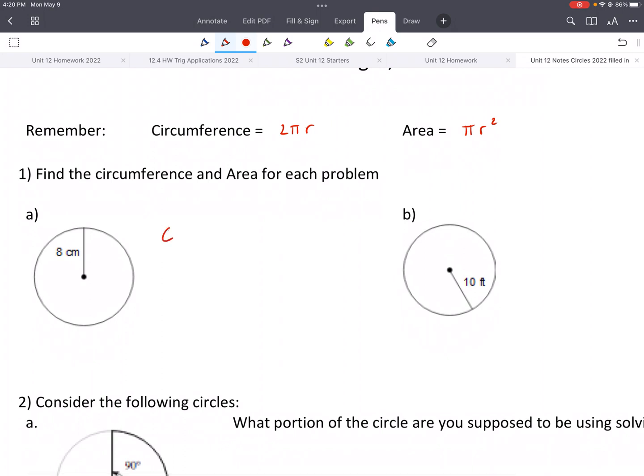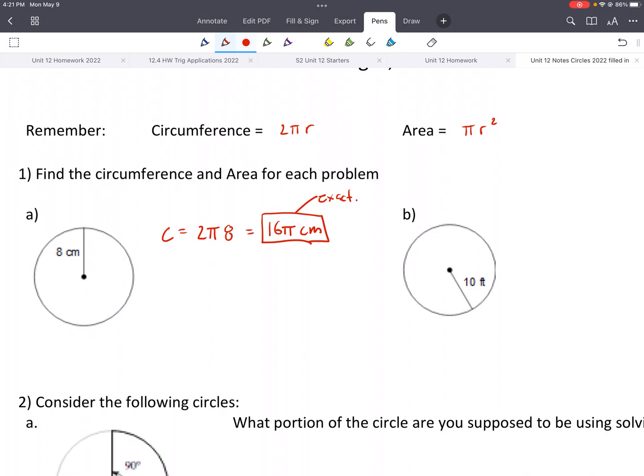So if we're trying to find the circumference, we have 2 pi, and then we're going to multiply it by the radius. Here it's 8. So that would give you 16 pi, and that would be your exact answer, okay? And this is, I guess, centimeters. Kind of talked about that last time, that we want to keep our answers exact.